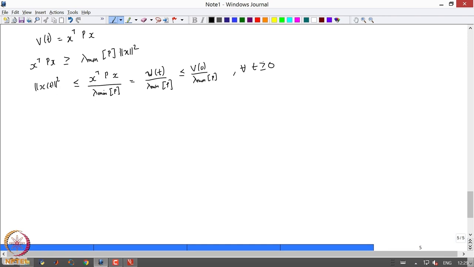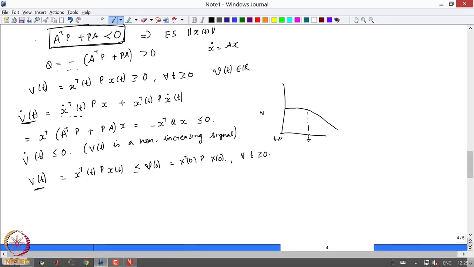Okay, so what does this mean? If I just take these two expressions, V of 0 over lambda min of P. Okay. So, this is known to me, the value of the function at 0, P is also known to me, right, because I assume that there exists a P which satisfies this inequality.